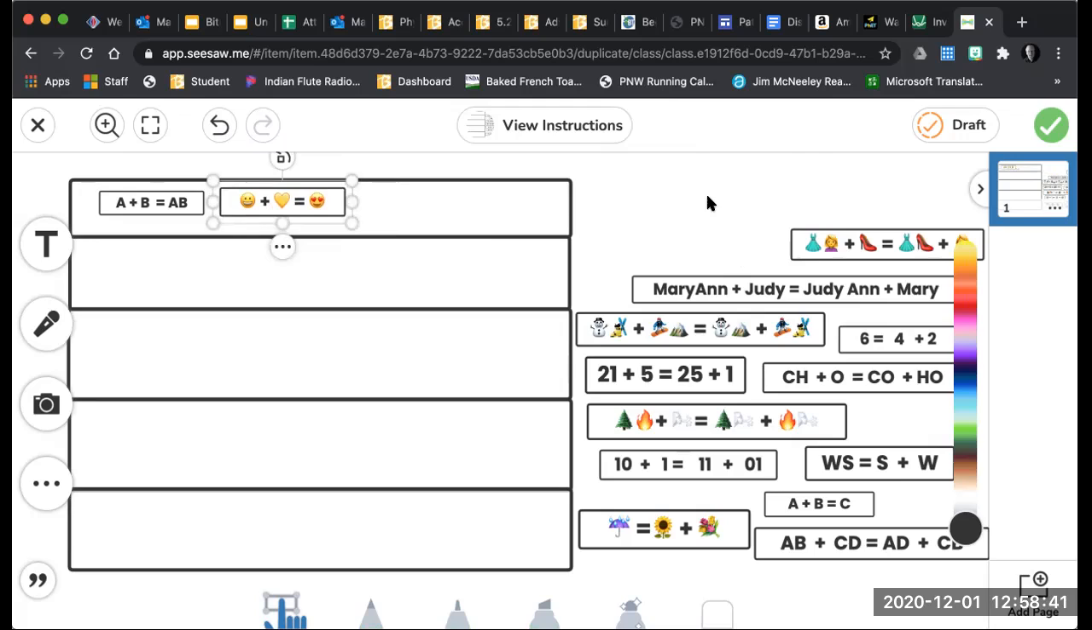And then there's another one of these, but instead of using little pictures and symbols and numbers and words, I'm actually using some chemical symbols. So that is your work for the next day. All right, so enjoy.